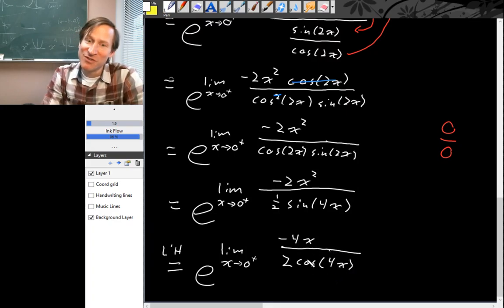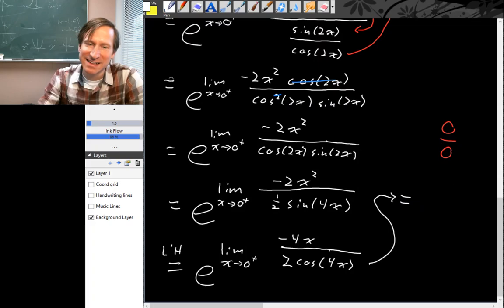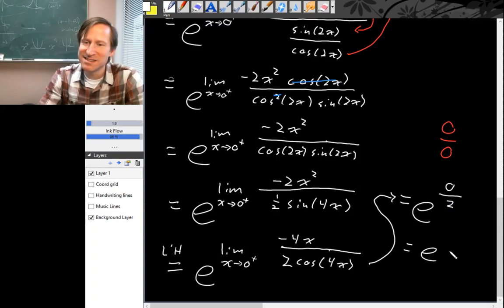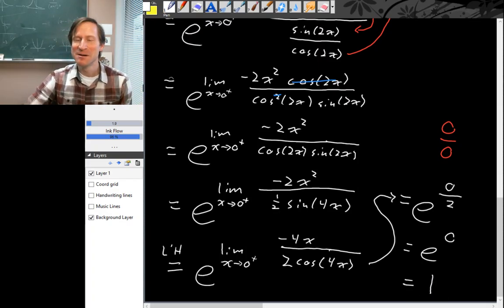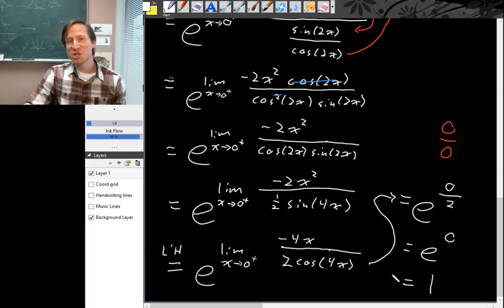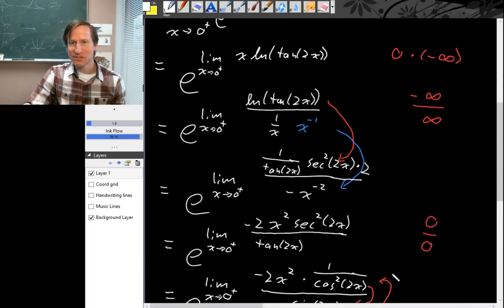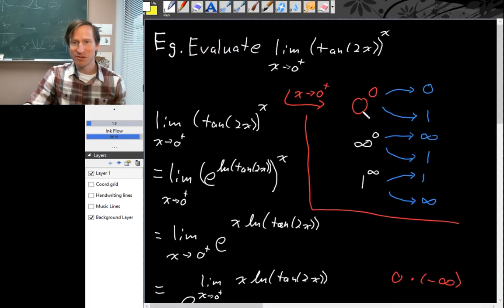All right, well, finally, when we evaluate this at x equals 0, we get something that isn't an indeterminate form, finally. So 4x, when you plug in x equals 0, you get 0. And in this denominator, 2 times cosine 4x, when x is 0, that's 2. So this whole thing is e to the 0. In other words, it's 1. Okay, finally.